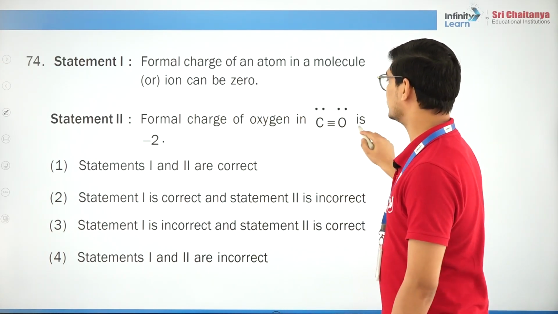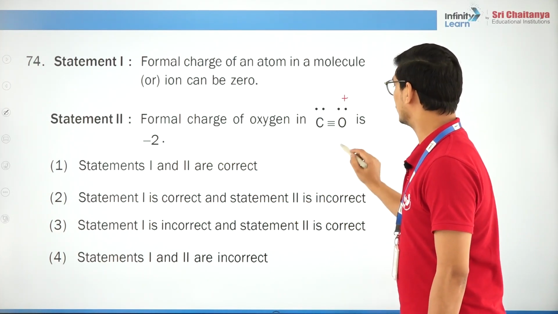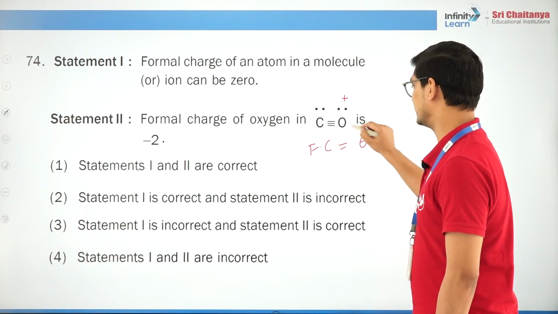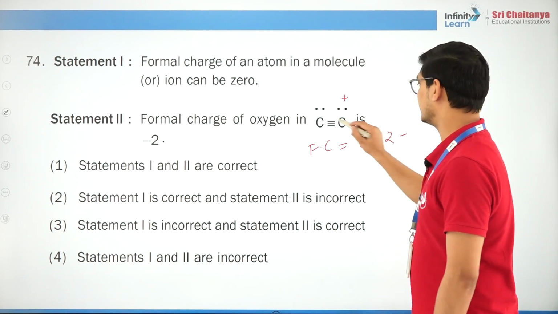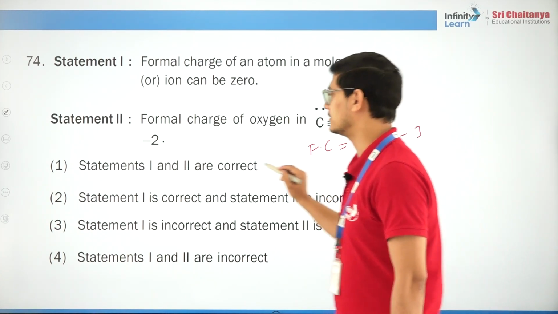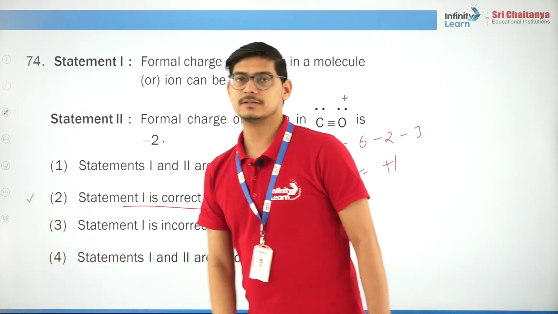Formal charge of oxygen in CO is -2. No, right? Formal charge on oxygen is +1 because formal charge is number of valence electrons in free atom, which is 6 for oxygen, minus number of non-bonding electrons 2, and minus half the number of bonding electrons, which is 3. So it is +1 and not +2, right? So statement 1 is correct and statement 2 is incorrect.